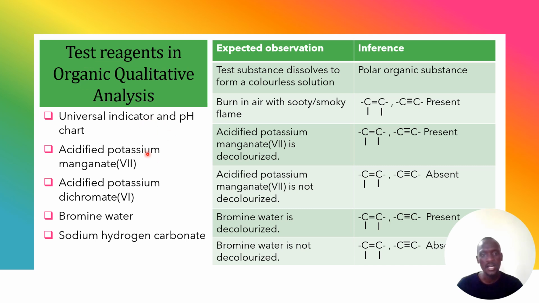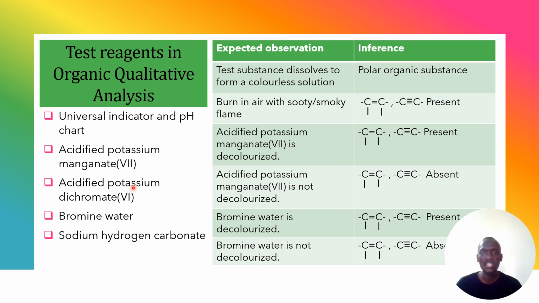And the pH chart ranges from pH value of 1 to 14. We have acidified potassium manganate(VII), which is also a very important reagent when it comes to organic qualitative analysis. We have acidified potassium dichromate as well, which is a test reagent. Students should not confuse acidified potassium dichromate(VI) when it is one of the test reagents provided, because it can be used for either organic or inorganic analysis depending on the instruction steps. Then we have the bromine water and sodium hydrogen carbonate.